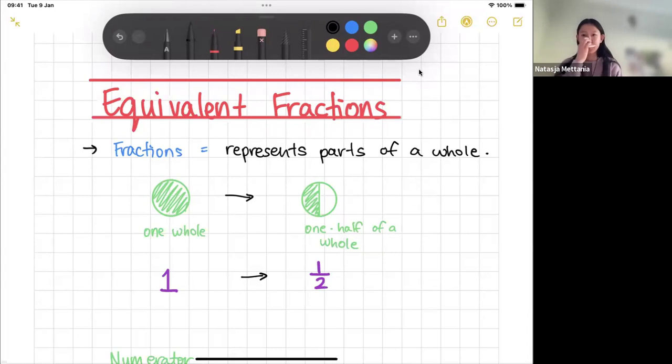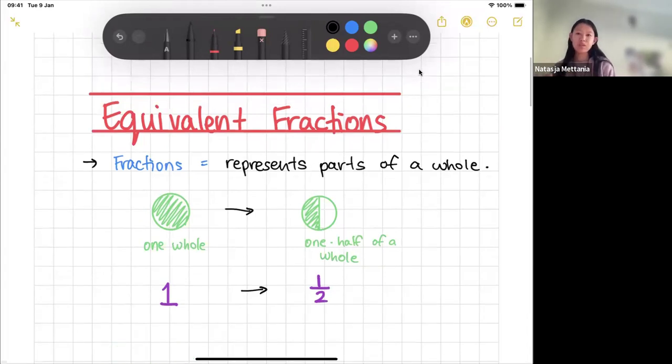Before we go into what equivalent fractions are, we've got to go through what fractions are. Just a little reminder from primary school, fractions are basically parts of a whole. I've got a diagram here. One whole is all of the circle shaded. One half of a whole is just half of that circle shaded.